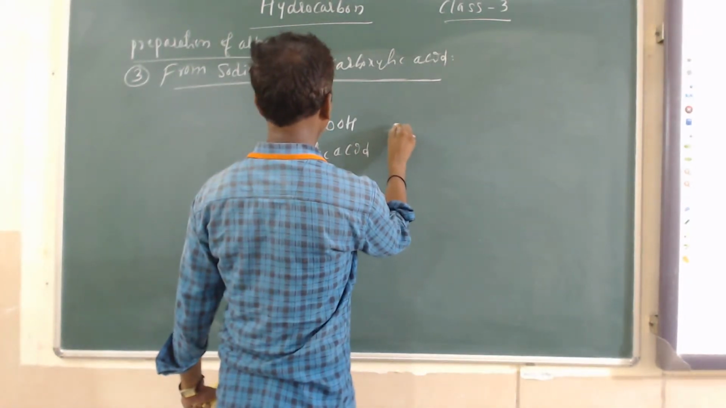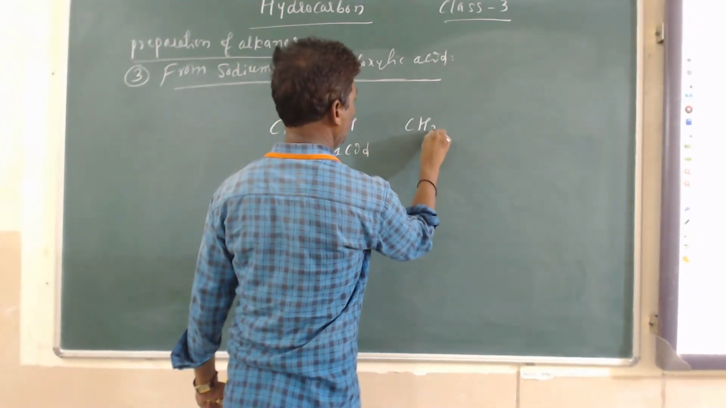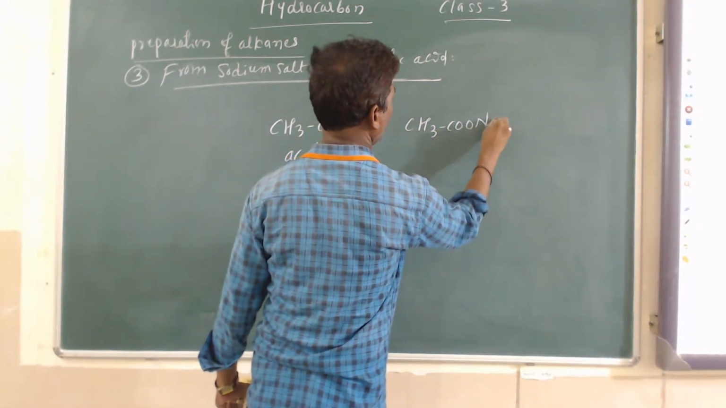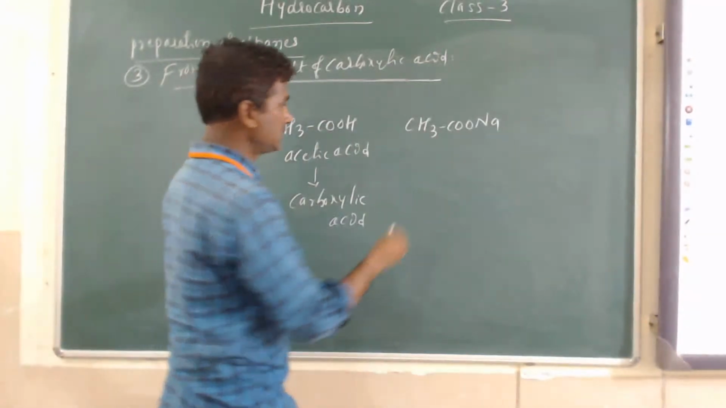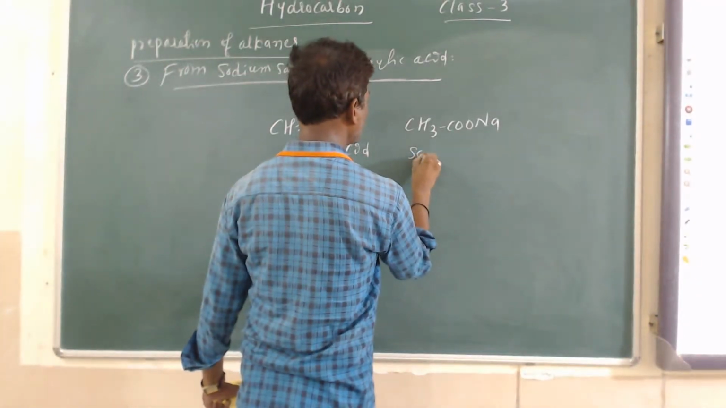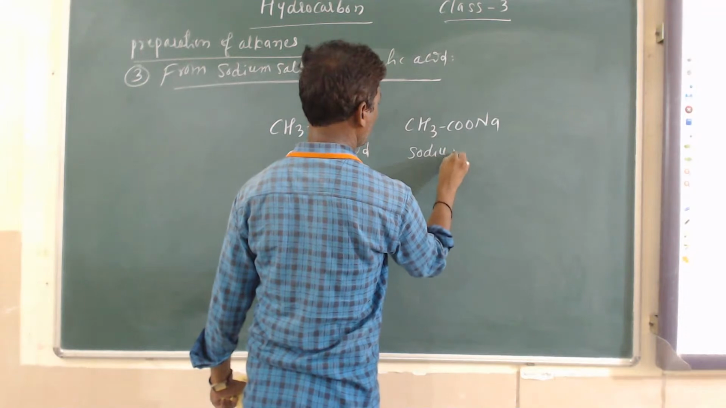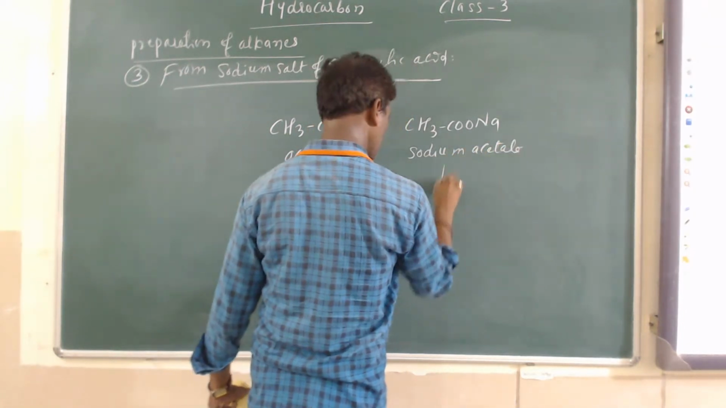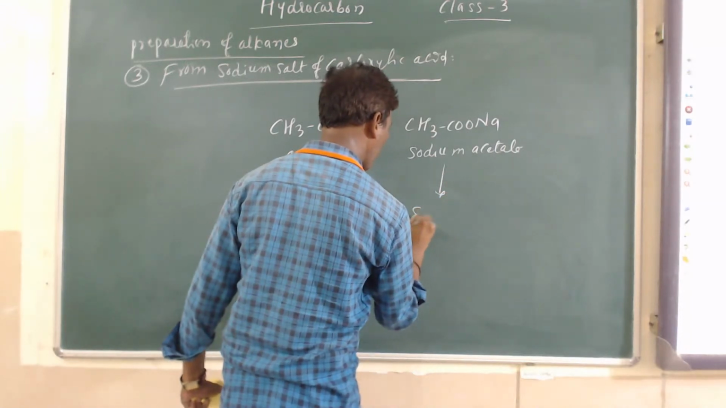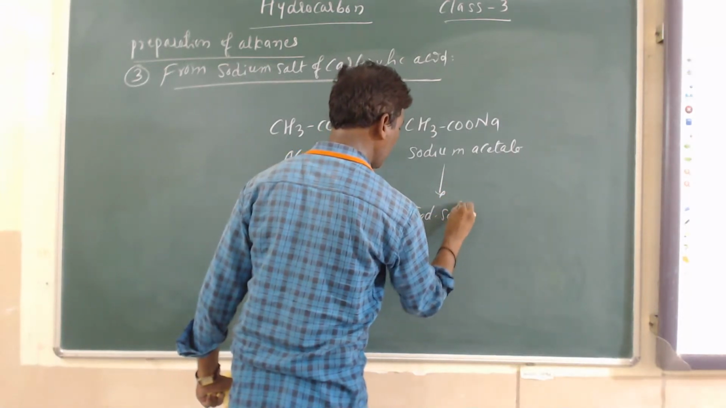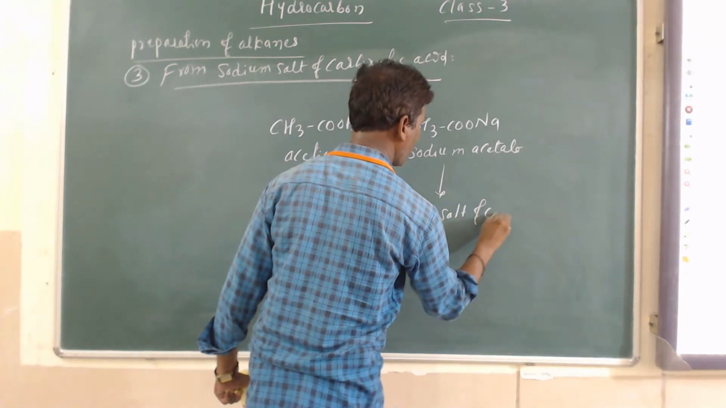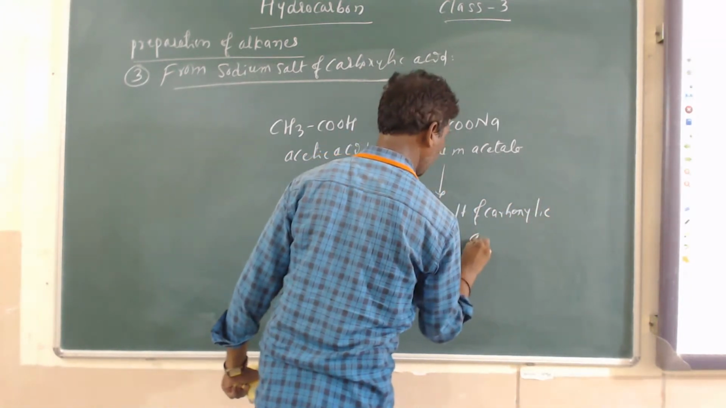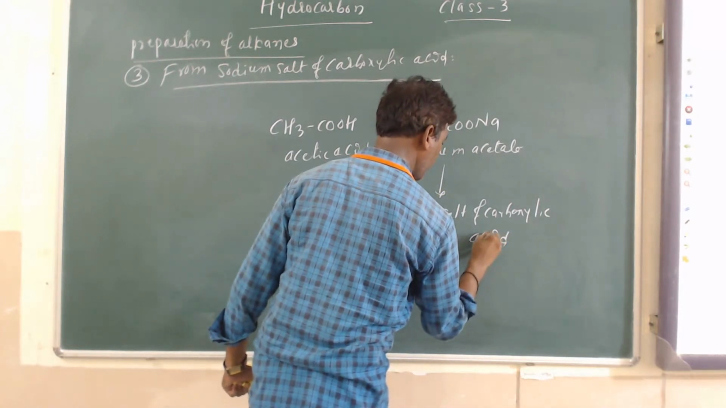Now I can write here CH3COONa. This is called sodium acetate. Sodium acetate is an example of sodium salt of carboxylic acid.